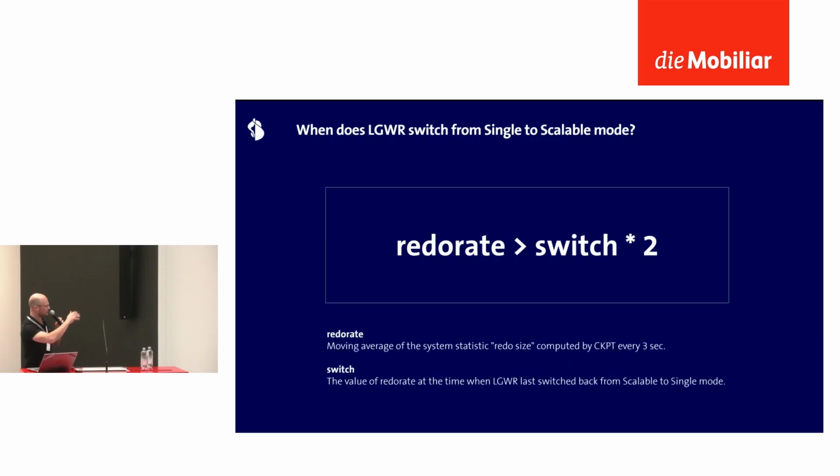That is also, by the way, we'll come to that, a drawback of that model, because it's based on a past situation which may no longer reflect reality. But for the moment, just keep that in mind. When the redo rate exceeds the switch threshold by a factor of 2, log writer switches from single to scalable mode.